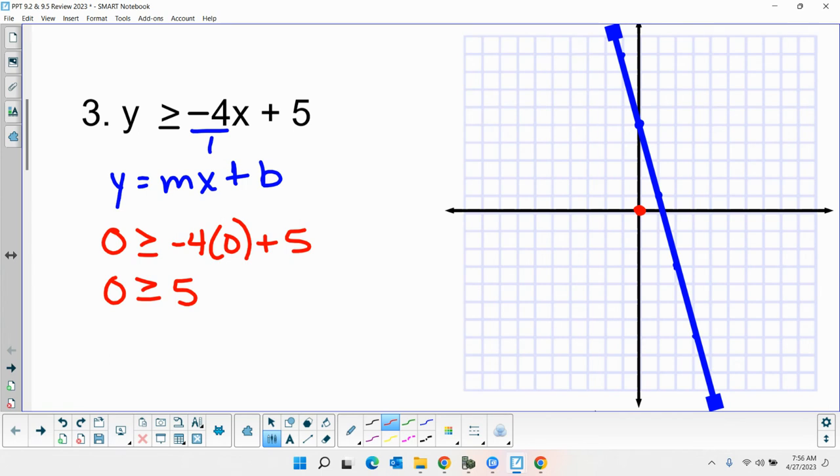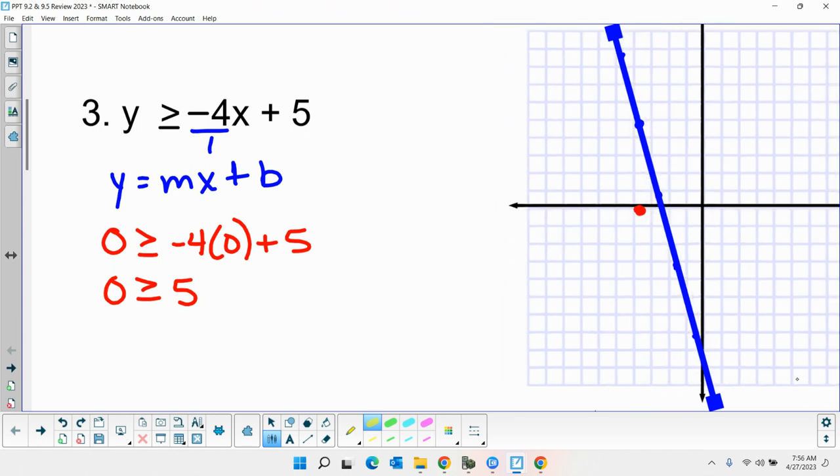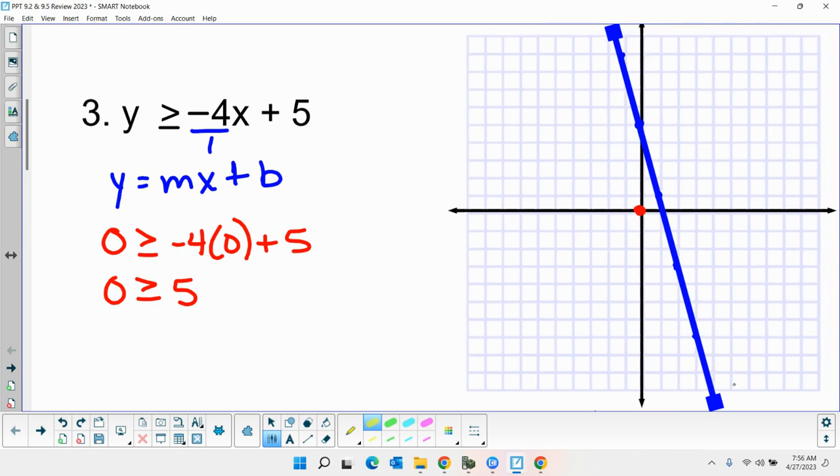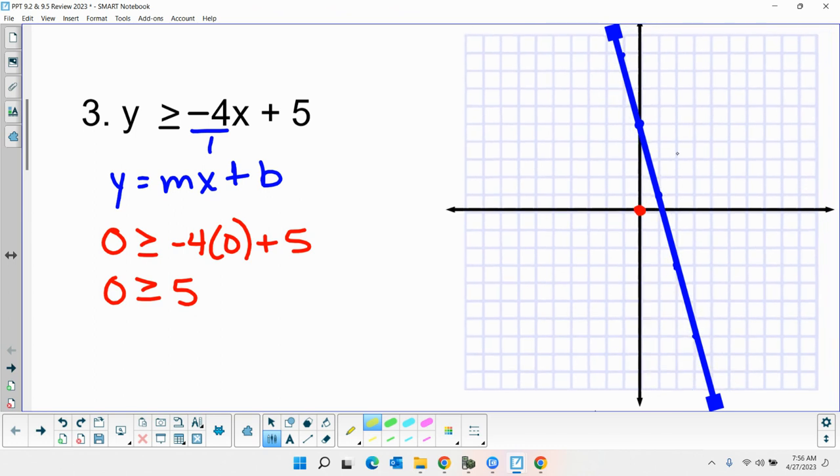So since 0, 0 doesn't work, I have to shade the other side. If 0, 0 works, that's the side I shade. But since it doesn't work, I shade the other side. So all this would be shaded.